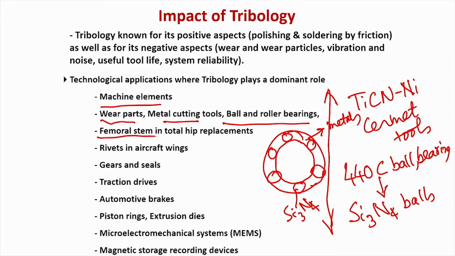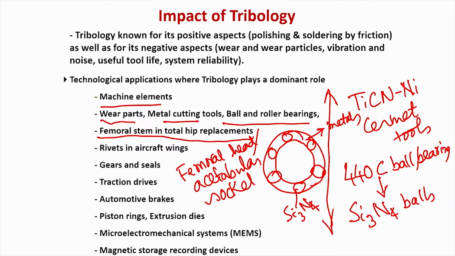Now, femoral stem in hip replacements, more than the femoral stem, it is essentially the femoral head and acetabular socket. This combination of femoral head and acetabular socket experiences wear depending on the type of materials that are used in the total hip joint replacement. People normally call these THR. THR stands for total hip joint replacement. So, in this total hip joint replacement, the femoral head and acetabular socket combination that is used would be very important.